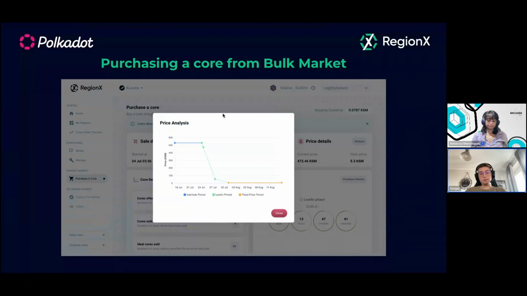And after the lead-in period is the fixed price period. Ideally, you would purchase core time during this phase because this is where the price is the lowest. However, there is also a great risk that by this time, all the core time is purchased.